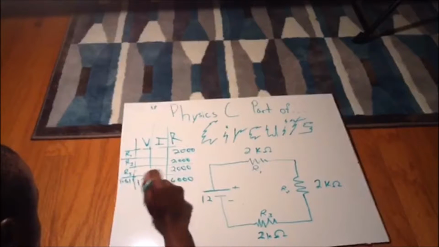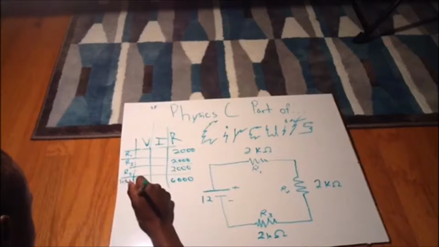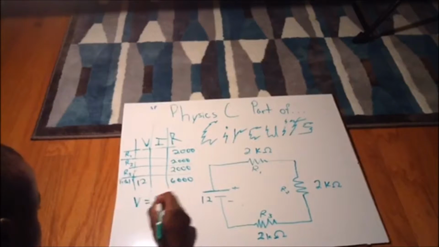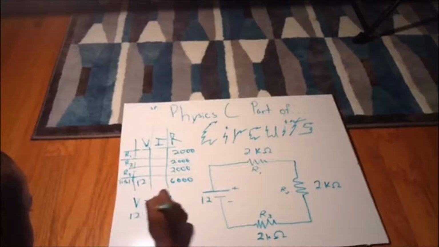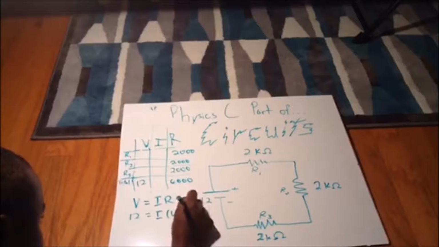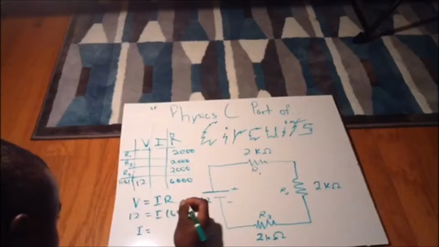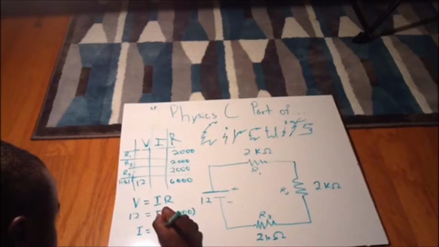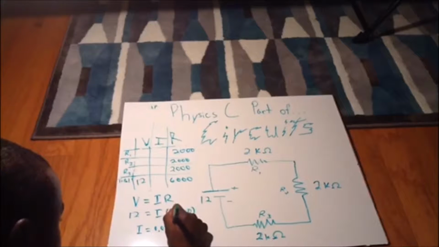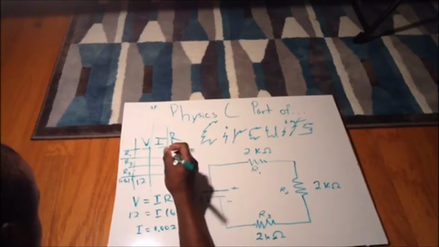And since we have both of these but don't know the current, we can actually use Ohm's law to help us find that. So Ohm's law is V equals IR, and if we plug in 12 and we plug in resistance of 6,000, we get a grand total of I equals 0.002. So we might be missing a 0, but I think that's about right. So 0.002, which is very small.